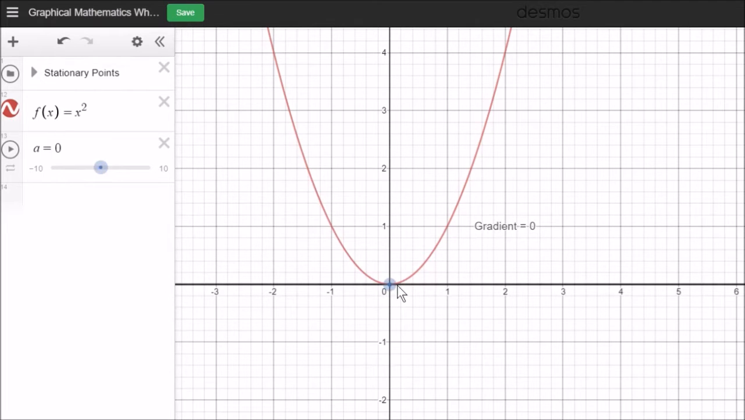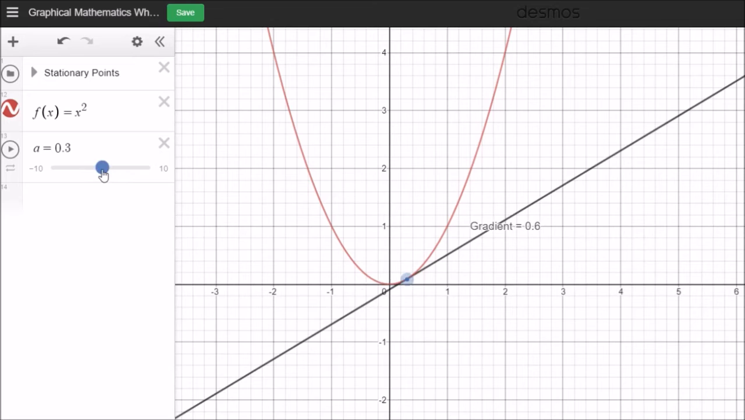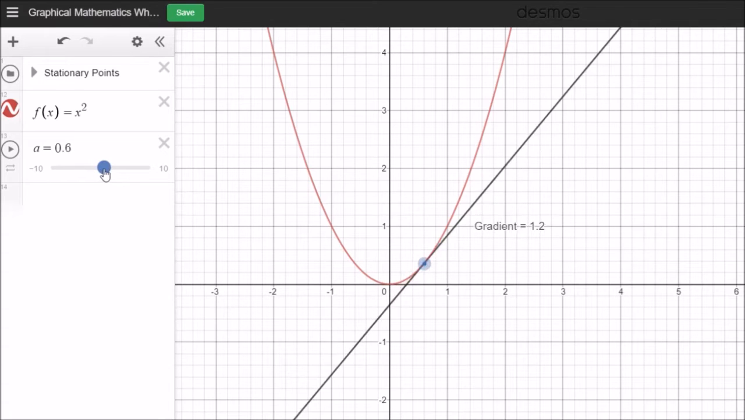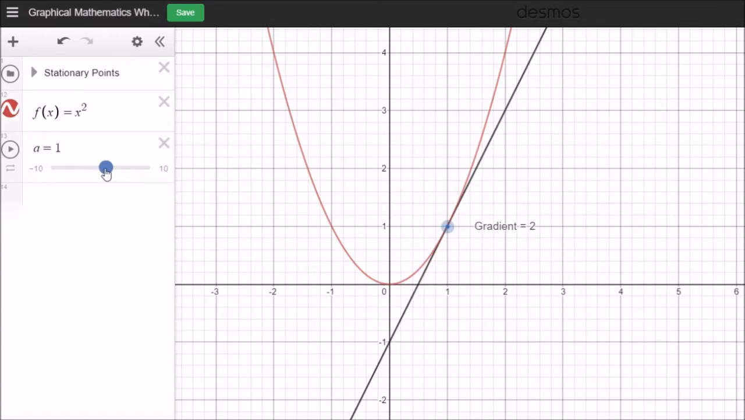Now this point here is called a stationary point or a turning point. So we get a turning point whenever the gradient, that is the f derivative of x, is equal to 0. So we can see what happens whenever the gradient becomes positive. So the gradient is positive, we see that the function is increasing.